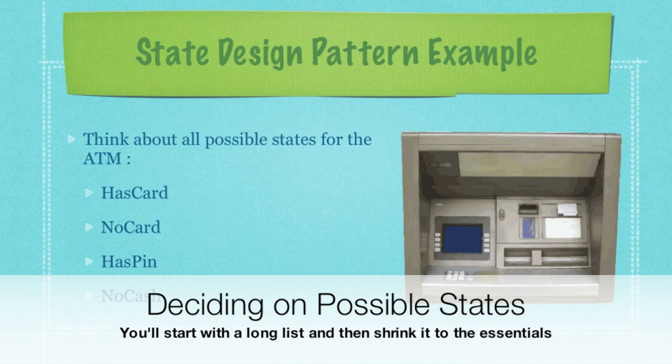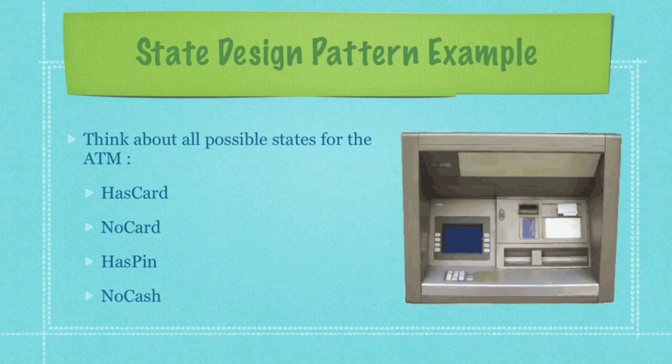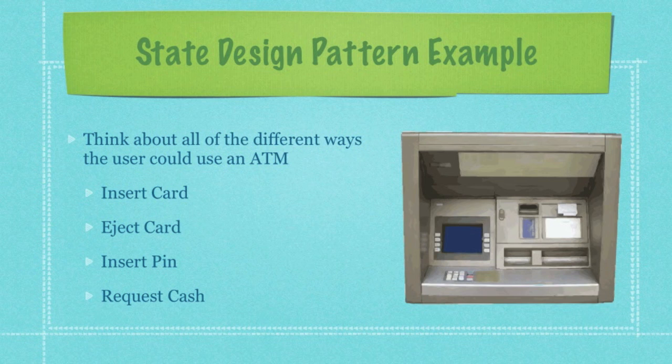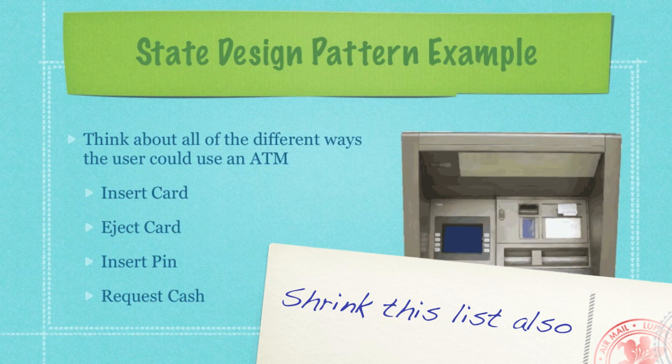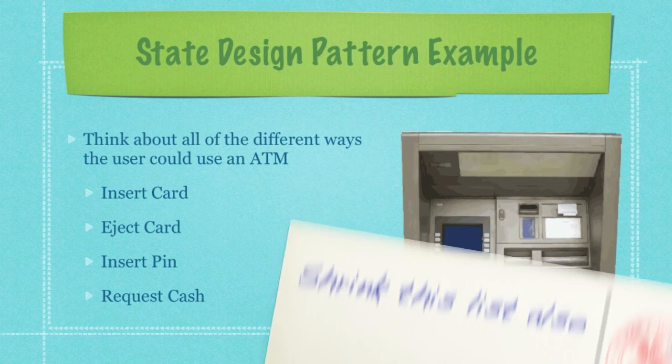Now, whenever you're trying to implement this state design pattern, you want to try to get as few states as possible. Otherwise, things can get quite confusing. Then what you want to do is think about all the different ways the user can use the ATM. They can insert a card, they can eject a card, they can insert a PIN, and they can request cash. And that is going to be the basis of how we're going to implement this state design pattern.